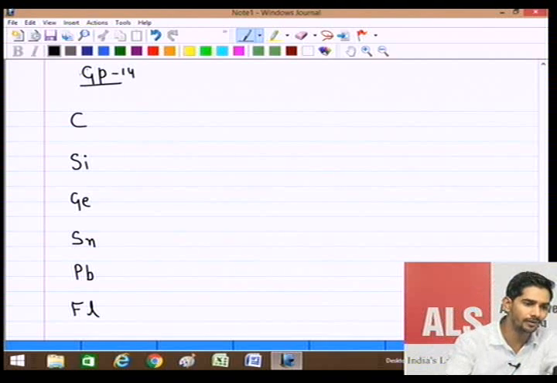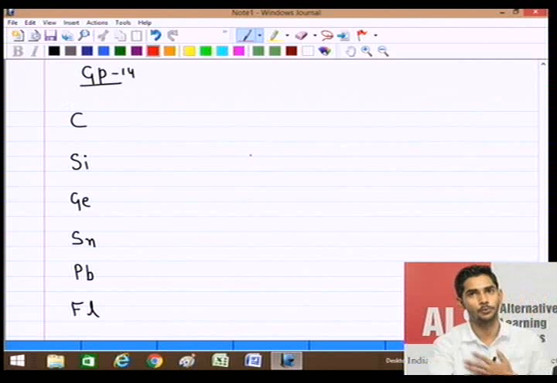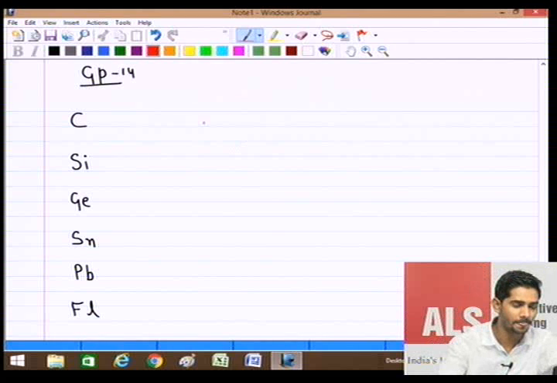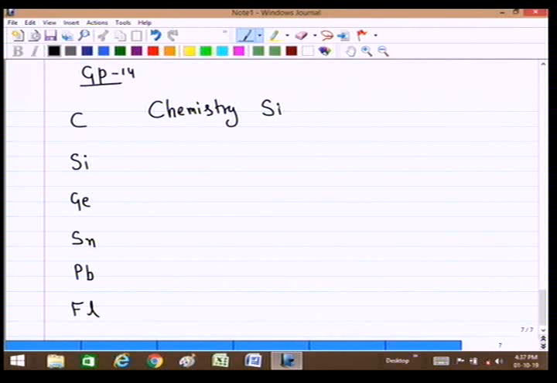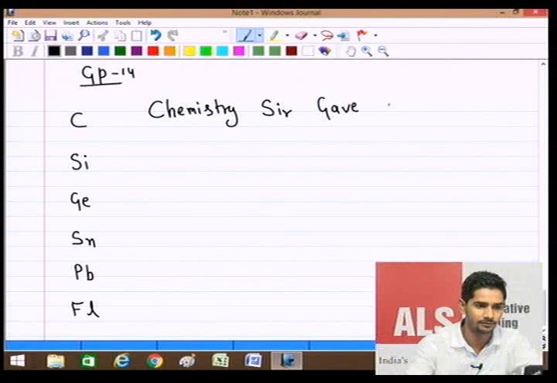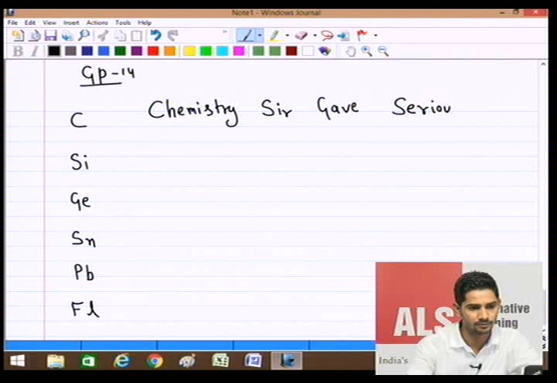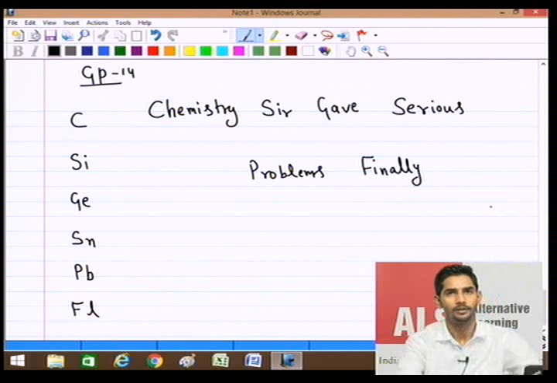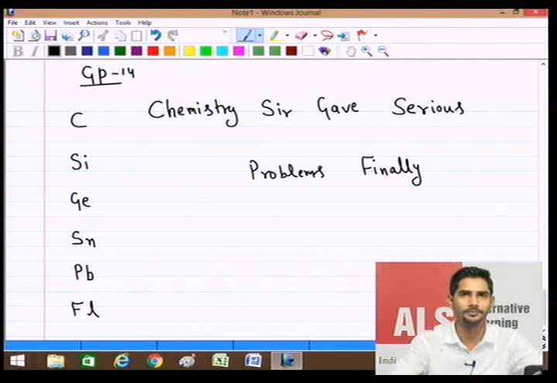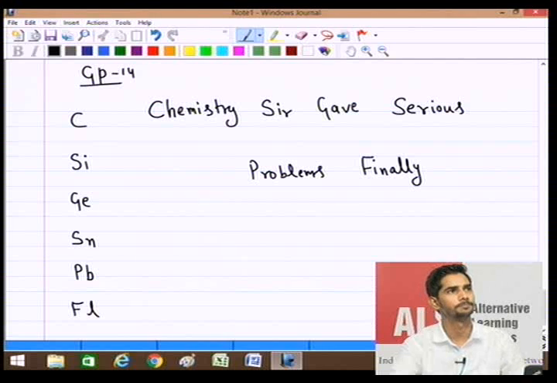So let's see how we can remember this. And this actually belongs a little bit to me. See, this is your chemistry sir gave serious problems finally. If you don't like chemistry, you can change the subject. But remember, the subject should start with the C. Don't make anything which doesn't start with the C.